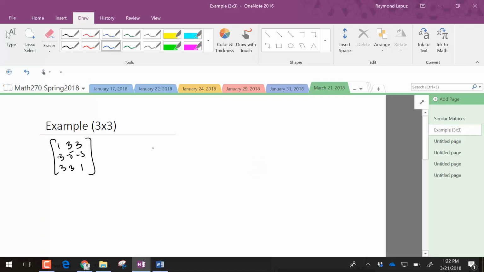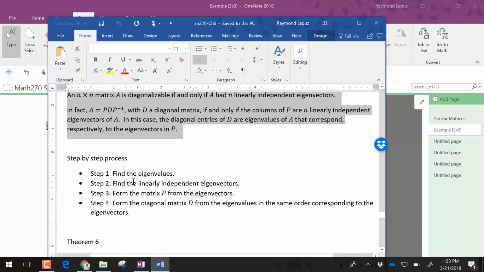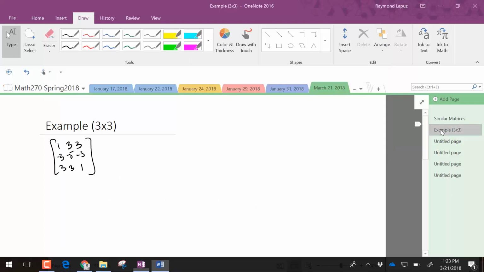So let's do this example, and let's go through the process. Maybe I should tell you what the process was. Find the eigenvalues, find the eigenvectors that are linearly independent, form the matrix P, and form the matrix D. Okay, so I'll put this step-by-step process at the end after we do it. So let's find the eigenvalues.